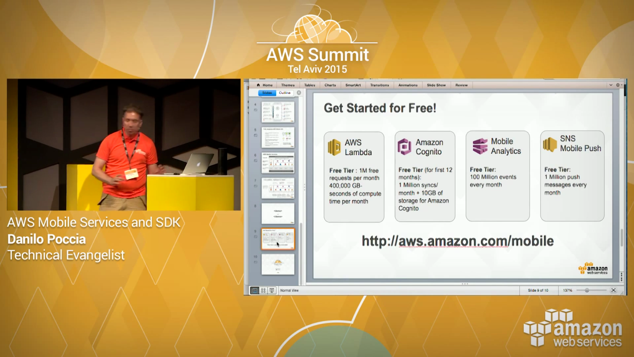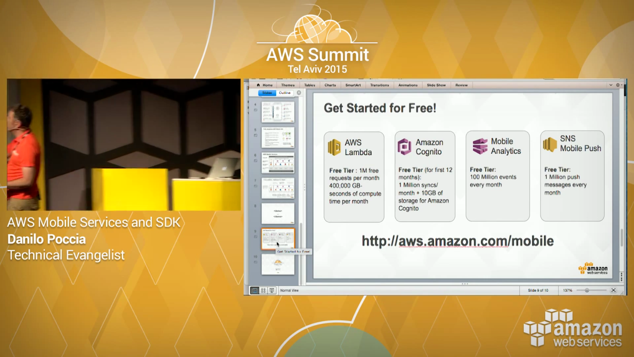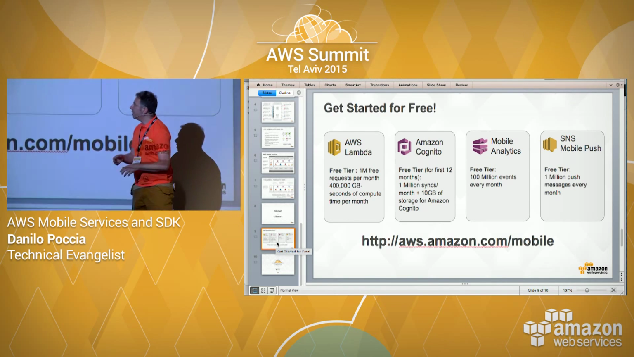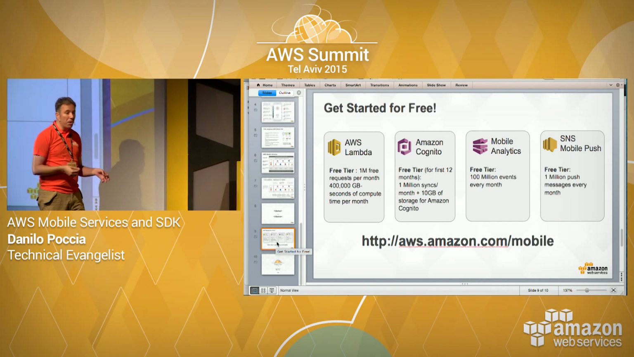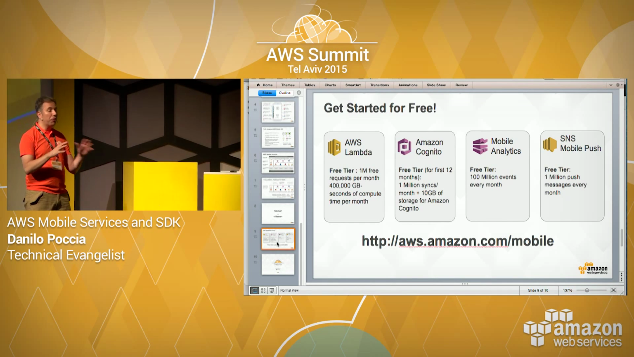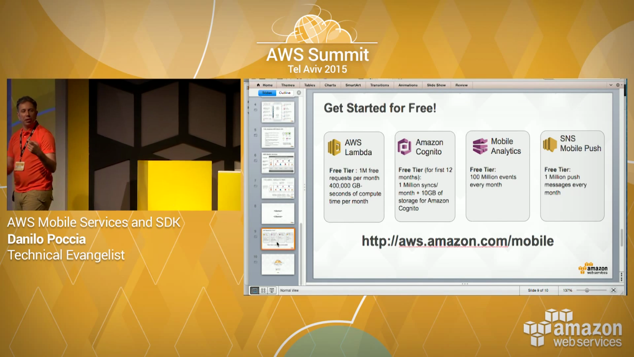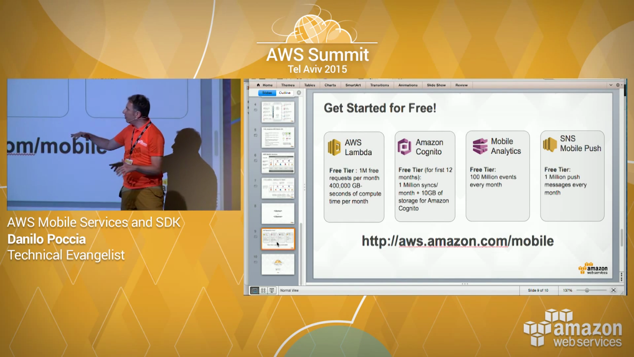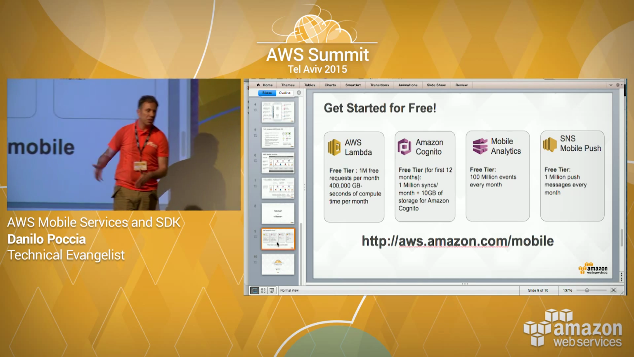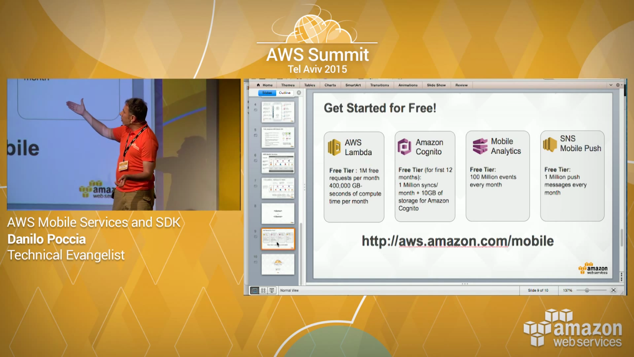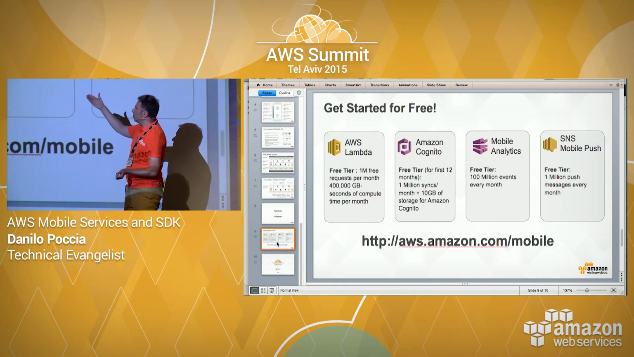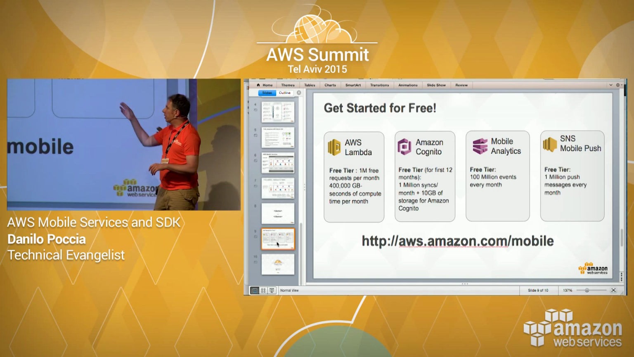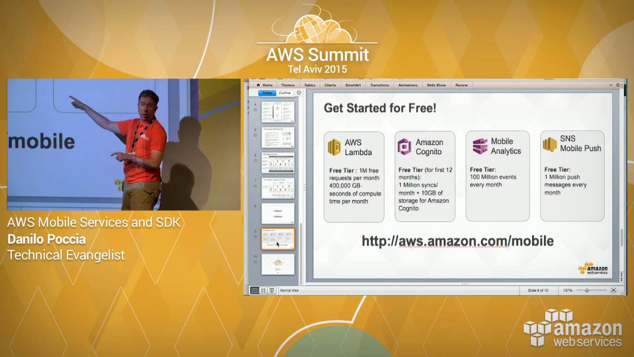And the good news for everybody is that you can really start for free. If you use Lambda for your backend, you have 400,000 seconds per month of execution time for free if you use 1 gigabyte of memory. If you use less memory, you have more time. If you use half a gigabyte, you have double the time. So it's a lot. With Cognito, you have 1 million synchronizations plus 10 gigabytes of space that you can use for the first 12 months.